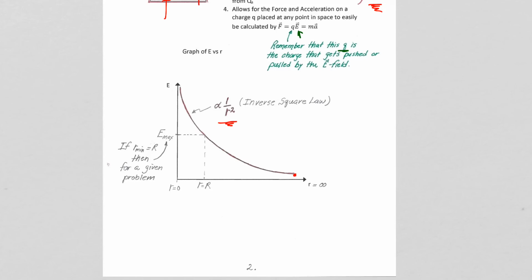Note that in most problems we will have a minimum r distance that we are going to work with. We won't be going right up against a point particle. So whatever minimum r distance you are given in a problem, that would be the maximum electric field, and that would be the closest you would be allowed to get to that point particle in the problem you're looking at.